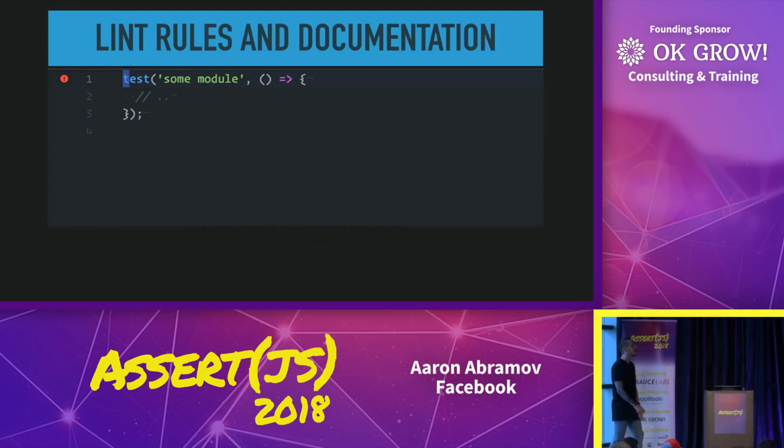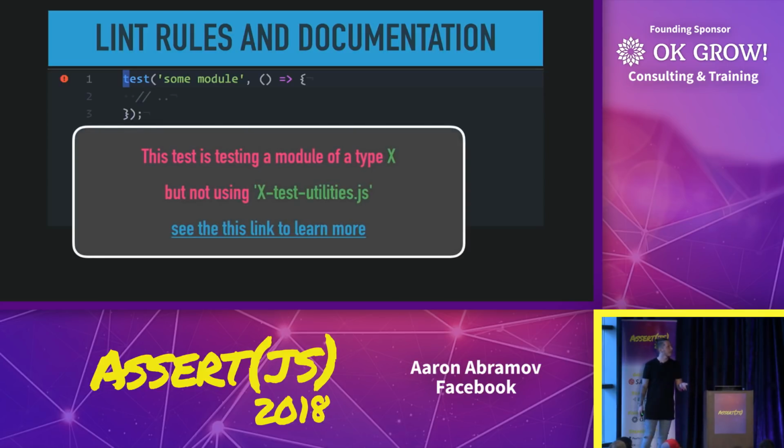Another thing is we can have lint rules for not-good tests that we found. So we can create an actual lint rule for tests that already exist. And when you try to test something in a way that we know does not work properly, because we already tried this, we can create another rule. Like, hey, you're trying to test a module of type X, but you're not using the test utilities that we have for this module. Here's a link to documentation to read more about this.